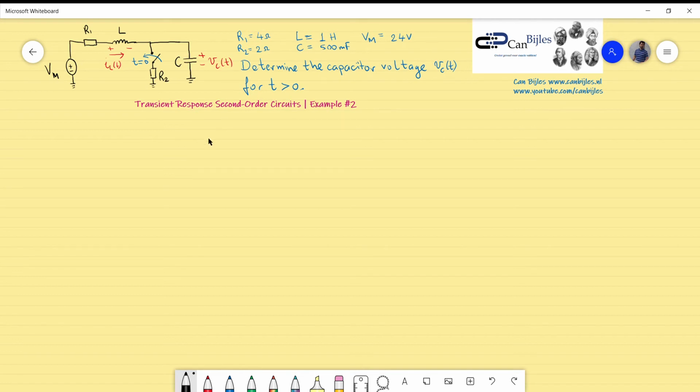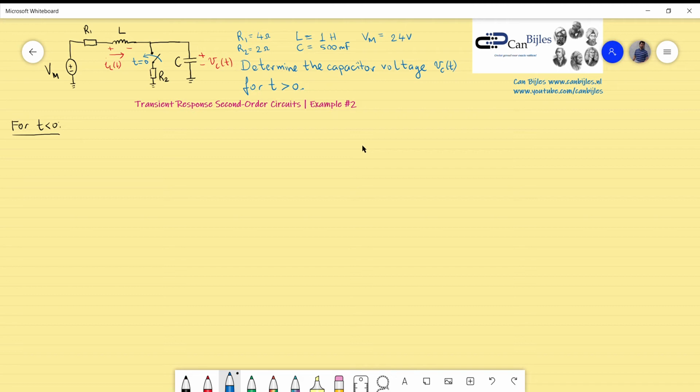So let's start with the question. The question is, determine the capacitor voltage for time larger than 0. As in the previous examples, the first step is to look at the situation before the switch closed, so for time less than 0. In that case, we assume that the circuit has been running for a long time.